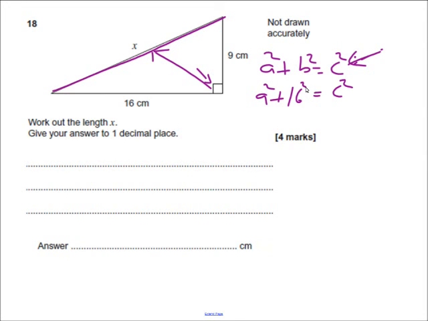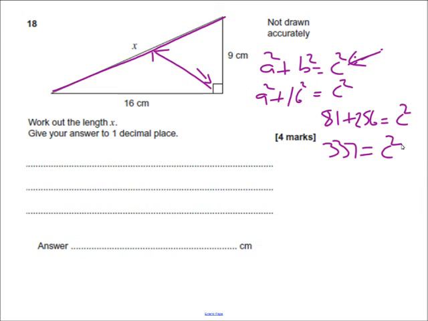Then all we need to do is multiply out the numbers. So 9 squared on your calculator, if you want to, is 81, plus 16 squared on your calculator is 256, equals c squared. Now don't forget to keep writing the squared in until the end. When we add 256 to our 81, we end up with 337 is equal to c squared.